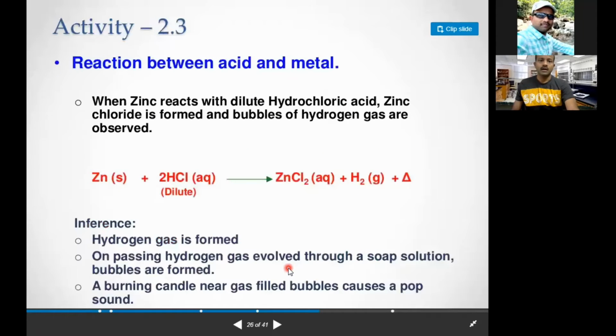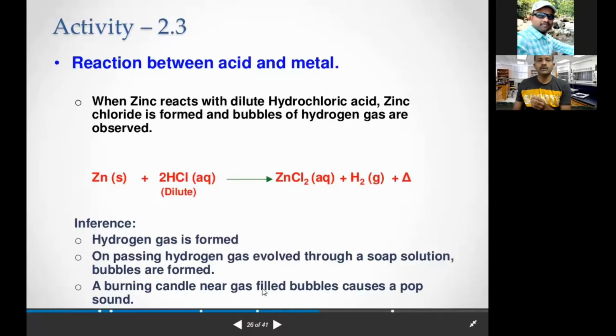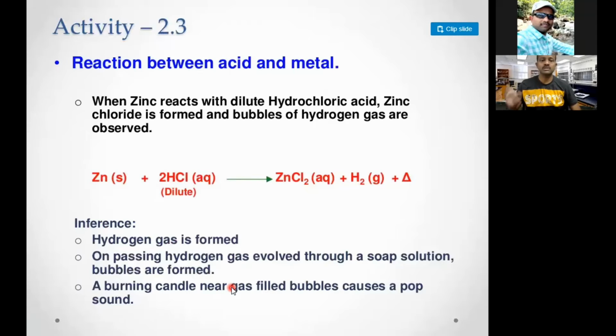Next, this is about the reaction between acid and metal. When you add acid to the metal, it will give hydrogen gas. So hydrogen gas is formed. How will you test this hydrogen gas? We can test it by passing the hydrogen gas evolved through a soap solution, and bubbles are formed.